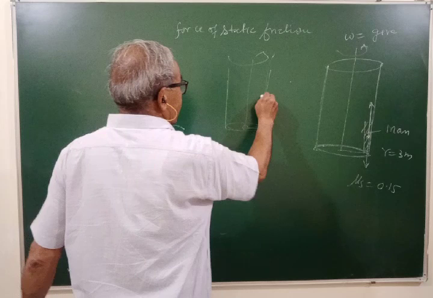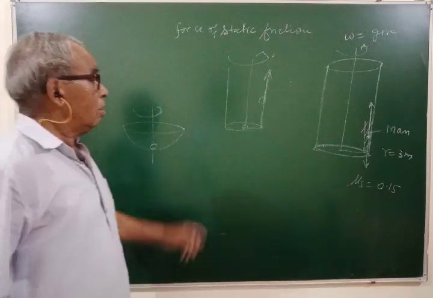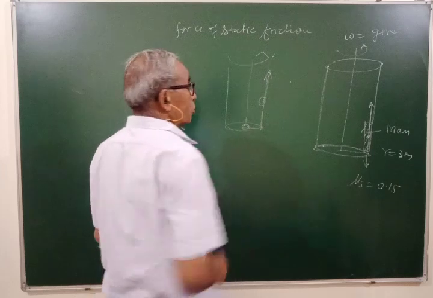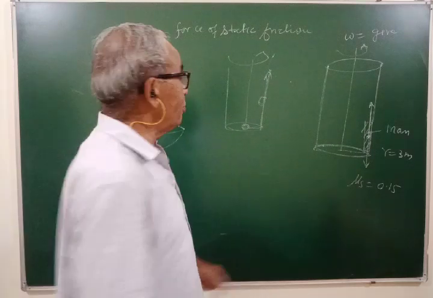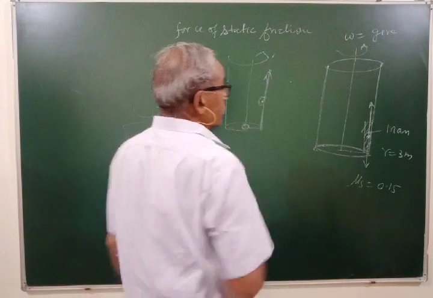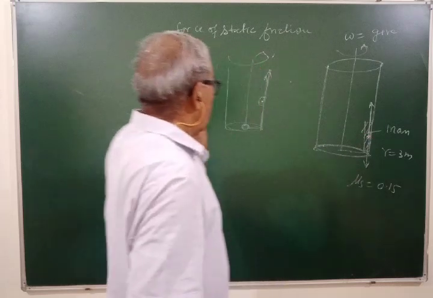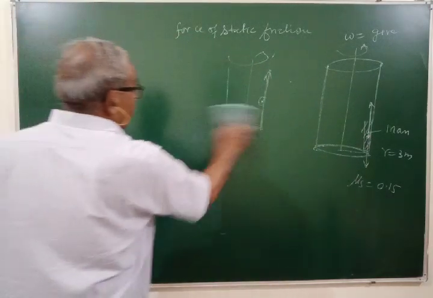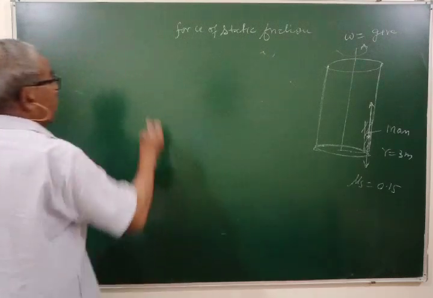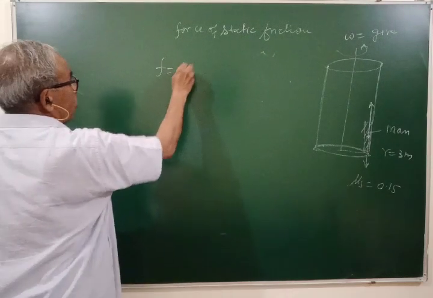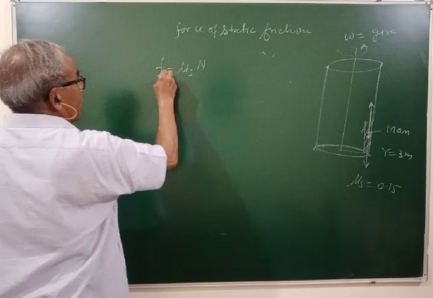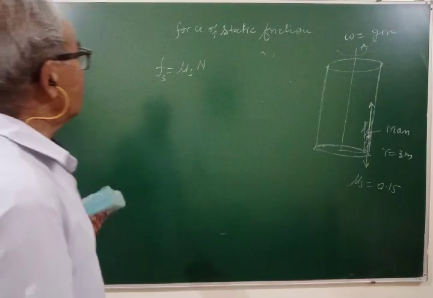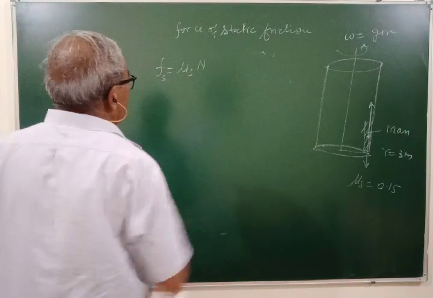Who is making it go up? The glass ball is carried up. Which is that force? It is the force of friction between the wall and the ball. The same thing is there. But how much is the force of friction? You know, force of friction is equal to mu s into N. This is the maximum value of the force of static friction.